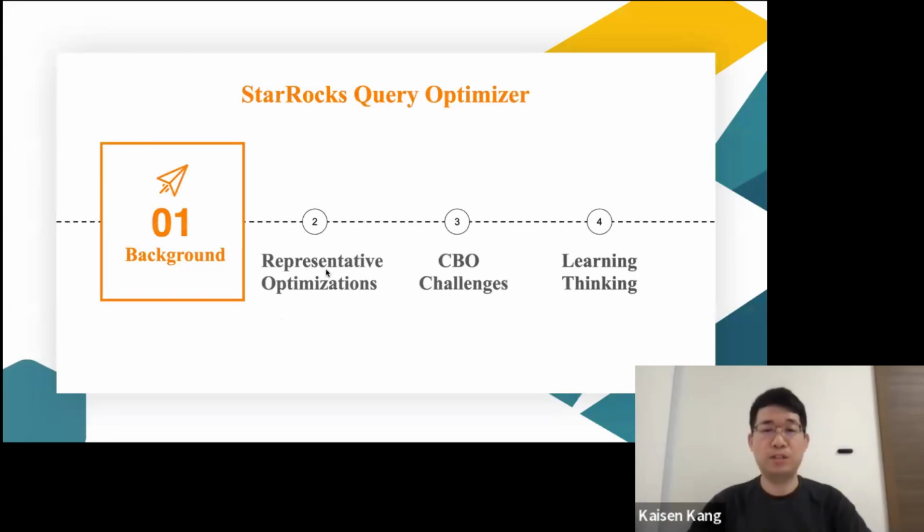Today, I will share the StarRocks Query Optimizer in 4 parts. First, we will begin with an overview of StarRocks and the StarRocks Query Optimizer. Second, I will introduce the 3 representative optimizations of the StarRocks Query Optimizer. Third, I will introduce the common challenges of CBO and StarRocks solutions. Finally, I will share some insights and lessons learned from our experience in building the StarRocks Query Optimizer.